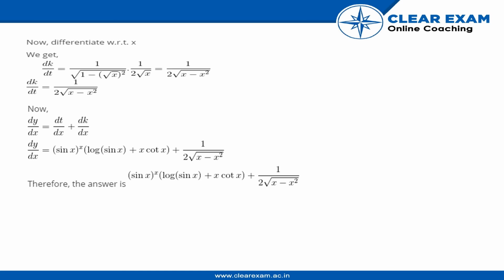Now y = t + k. Hence differentiating it with respect to x, we get dy/dx = dt/dx + dk/dx. Replacing the values of dt/dx and dk/dx, we get dy/dx = (sin x)^x into (log sin x + x cot x) + 1 upon 2 under root x minus x square, which is the final answer.